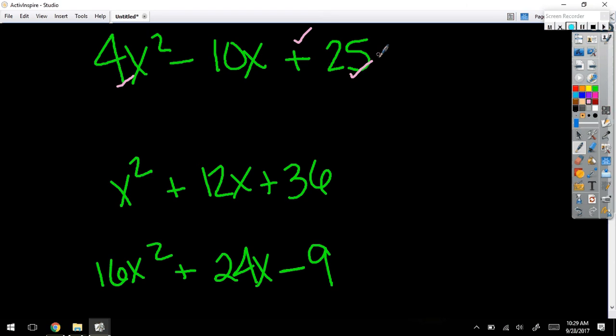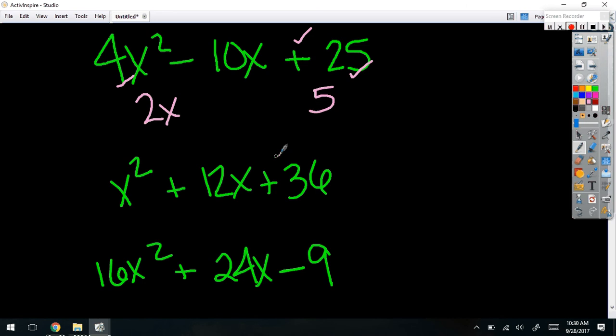It's 2x and 5. If you multiply those together, you get 10x. It's square, square, multiply, double. So if you get 10, then that'll be double and you'll get 20. Is that what's in the middle? No. So it's not a perfect square trinomial.